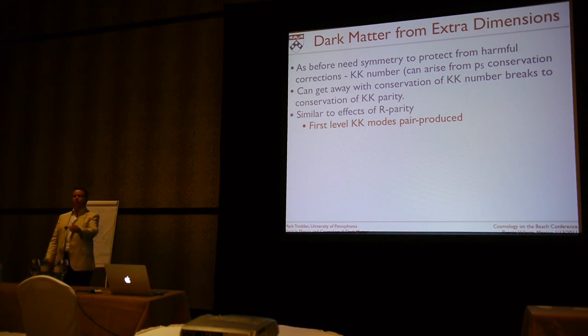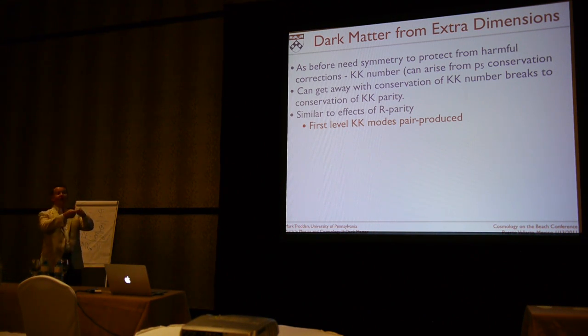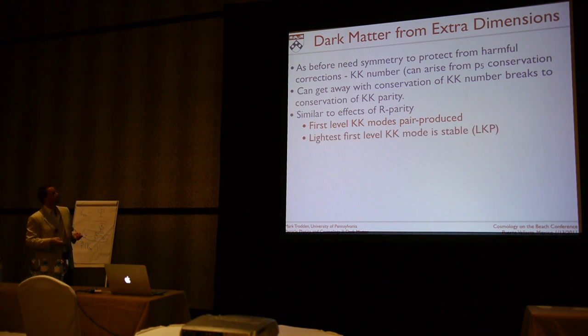Now, in this case, let's just restrict our attention to the first level KK modes, with the assumption that the higher ones are going to be heavier and less important. Anytime you look at a collider or elsewhere in the universe, KK modes have to be pair produced because this number has to be conserved. The lightest first level KK mode, which will be lighter than the higher KK modes clearly, is stable for the reasons that I mentioned here, and it's usually called the LKP, the lightest Kaluza-Klein particle, but not the LKKP.